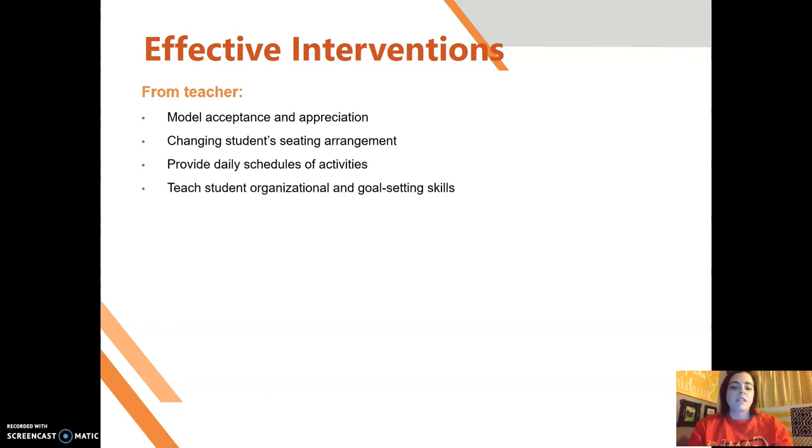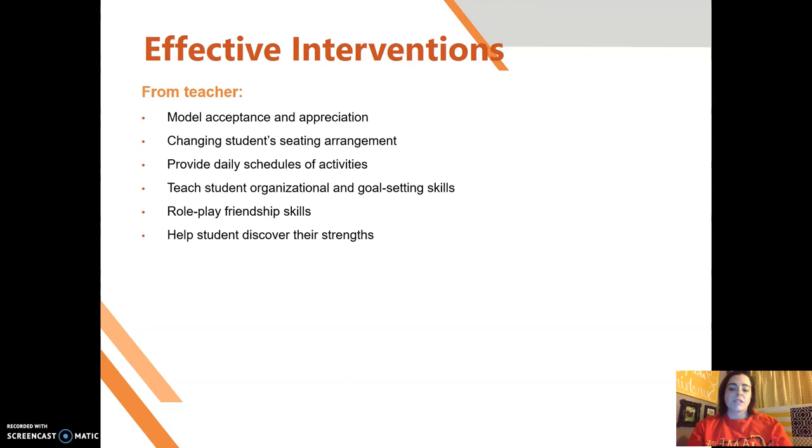Teach students organizational and goal setting skills. So you want to teach them how to be organized, how to set goals and work towards those goals. You want to role play friendship skills. So this is something that you would do with all the students in the class. And this helps students with ADHD learn how to make friends and not be as socially awkward.